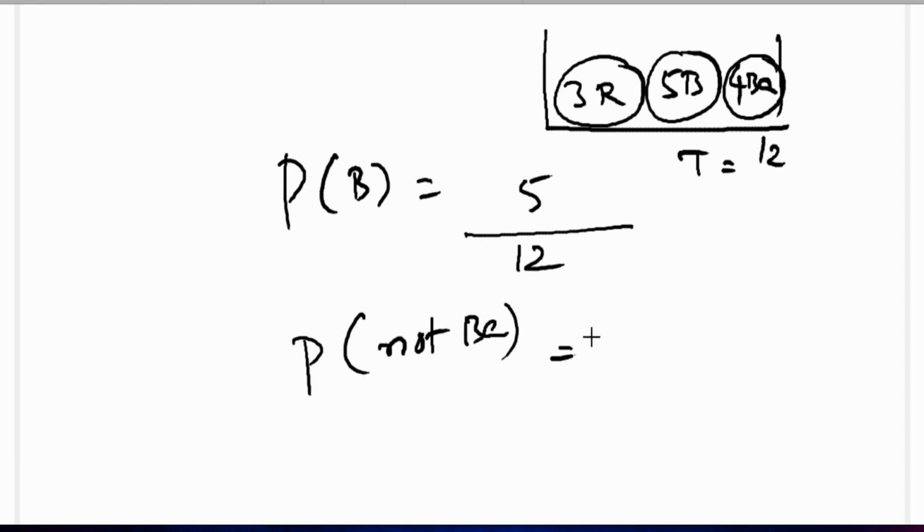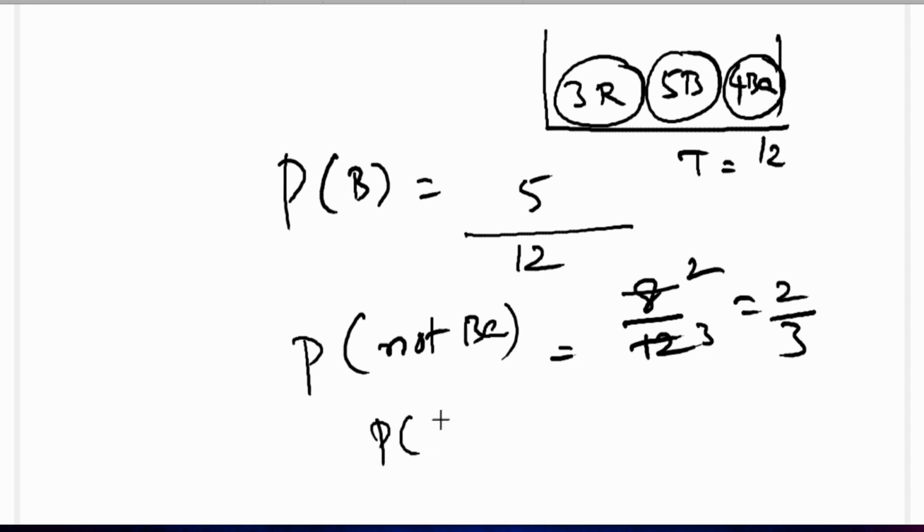Here there are two ways. Not a black ball means you have to leave out the black balls. How many balls are here? 3 red balls and 5 blue balls, so totally 8 balls. Those will be considered as favorable outcomes, and the total outcomes is 12, so you can say 8 by 12, or 4 twos, 4 threes, it is 2 by 3. You can do it another way also.